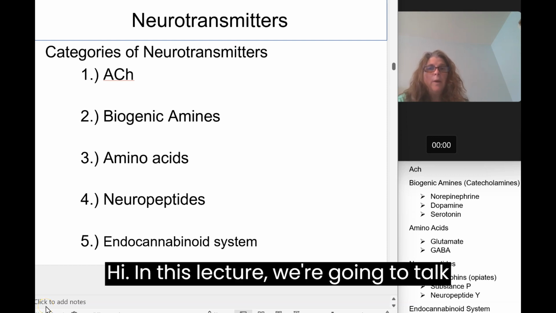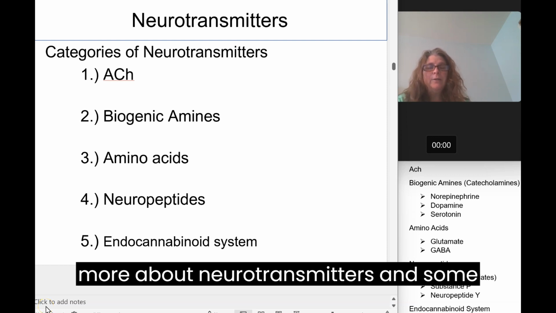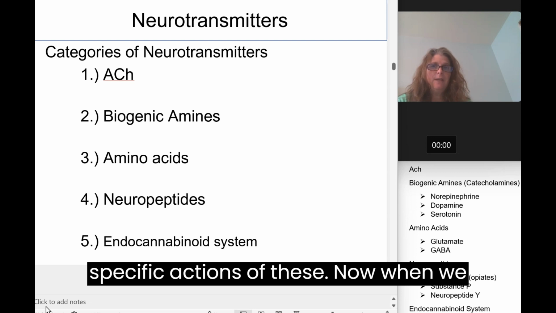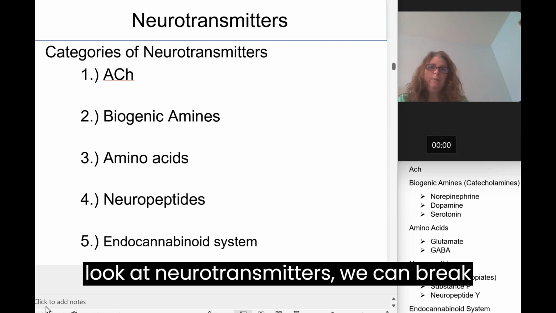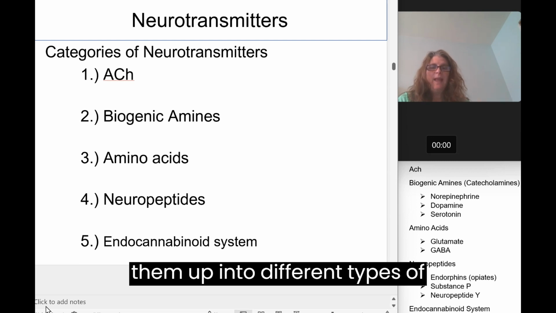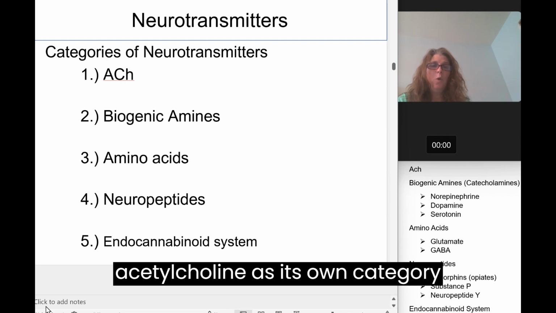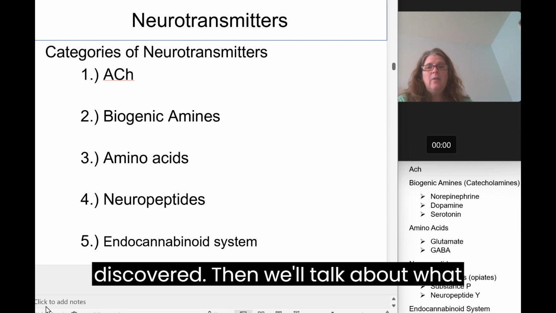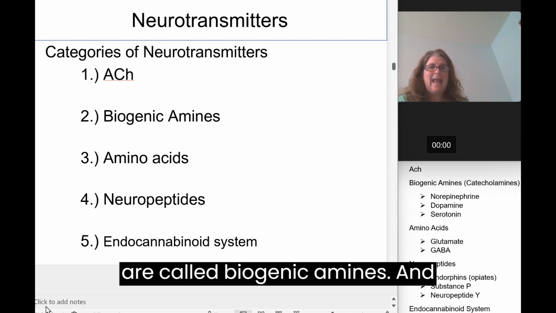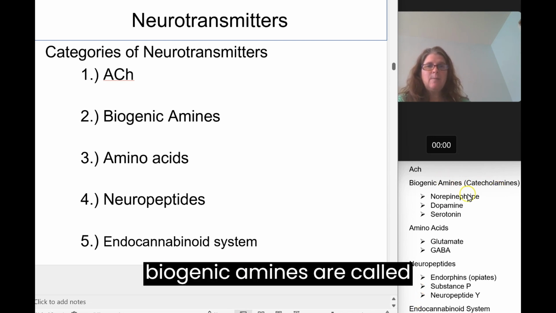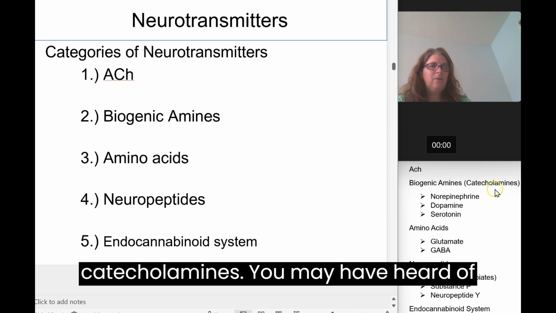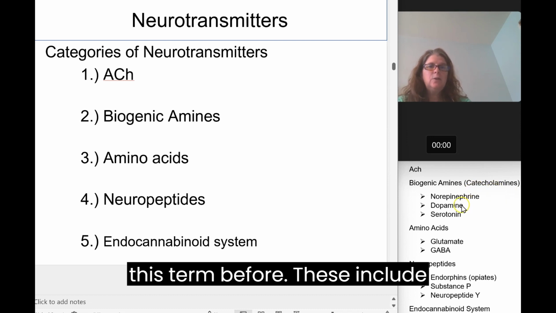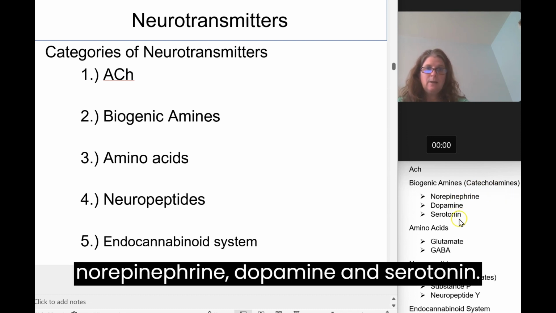Hi, in this lecture, we're going to talk more about neurotransmitters and some specific actions of these. Now, when we look at neurotransmitters, we can break them up into different types of categories. We usually start with acetylcholine as its own category because that was the first one discovered. Then we'll talk about what are called biogenic amines, and biogenic amines are called catecholamines. You may have heard this term before. These include norepinephrine, dopamine, and serotonin.